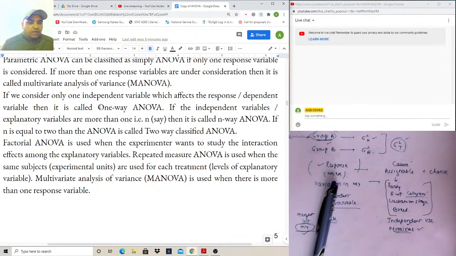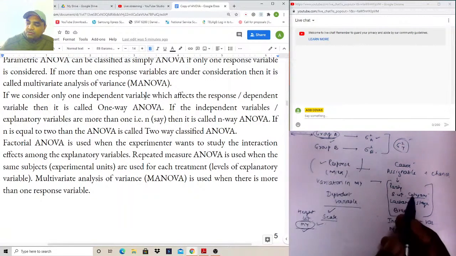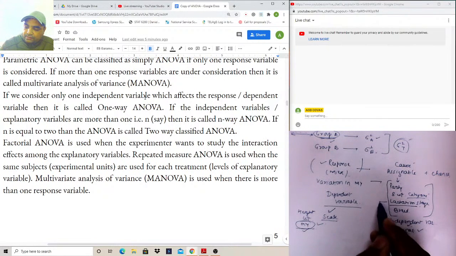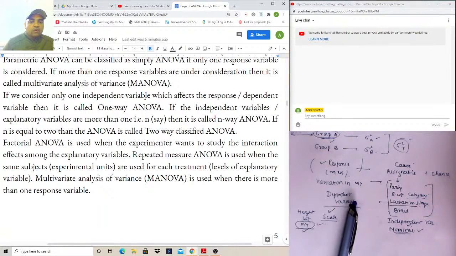So if we consider only one independent variable, that is, out of parity, body weight, lactation stage, if I take only, for example, lactation stage, then it will be one-way. If I take two, then it will be two-way ANOVA. And if I take, for example, n numbers of assignable causes, then it will be n-way ANOVA. So in this particular lecture, we will only be studying up to one-way ANOVA and two-way. The rest we will not be studying because that is beyond the scope of your syllabus, right?